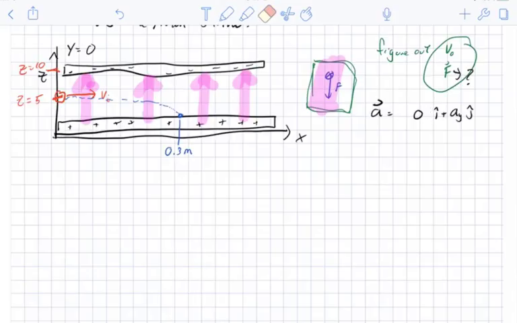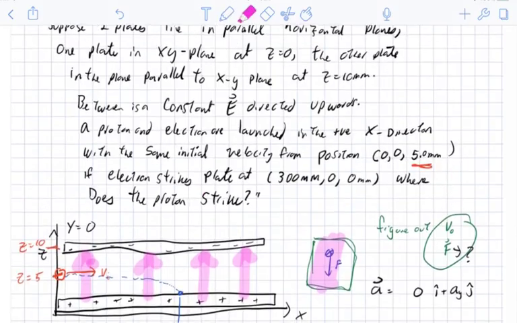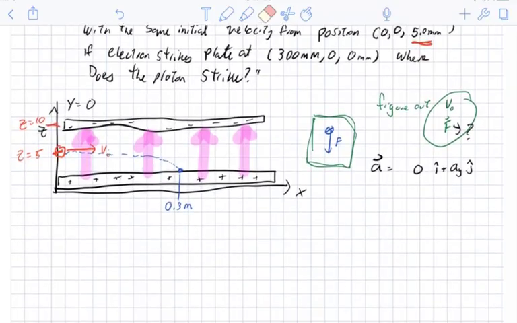I know that the force it feels will be pointing straight down. They gave me a clue in this question. The electric field is pointed straight upwards, and that means the force a negative charge is going to feel is going to be a uniform force pointing straight downward. So I know it's going to have a constant acceleration in the downward direction.